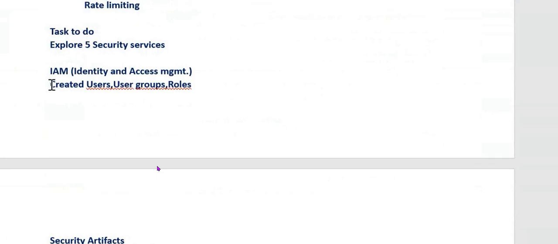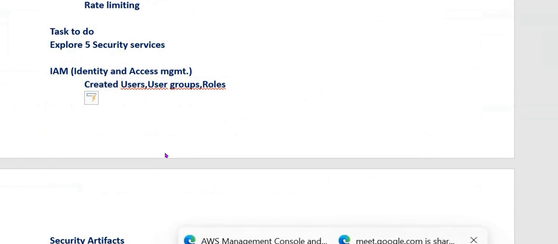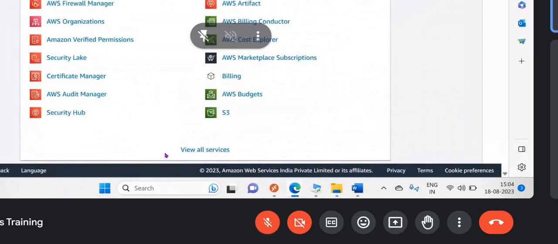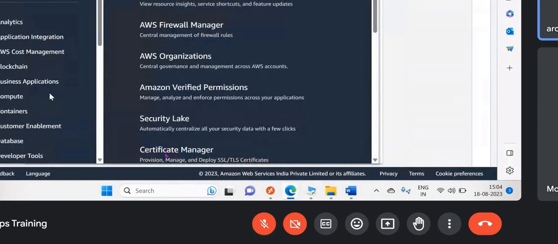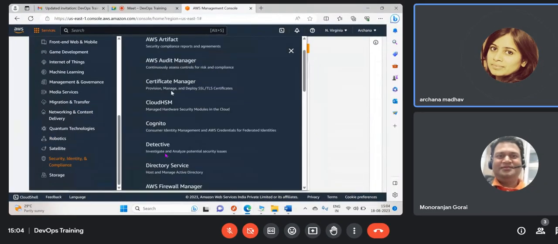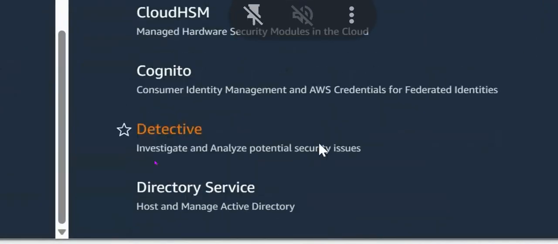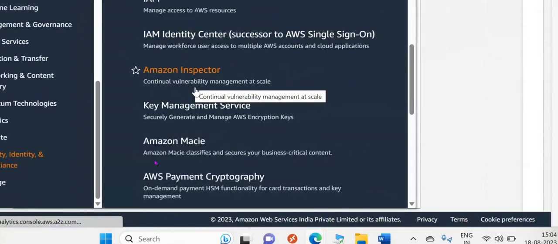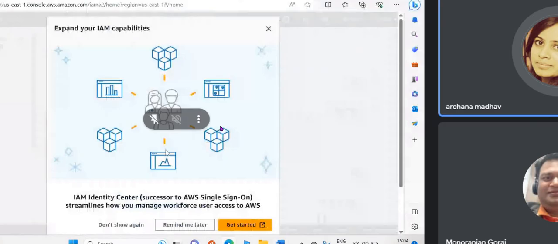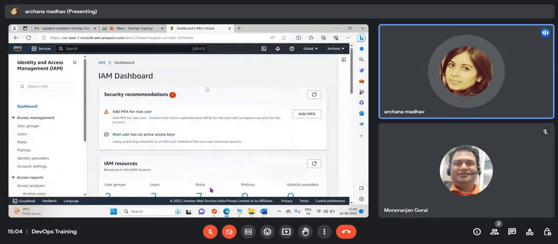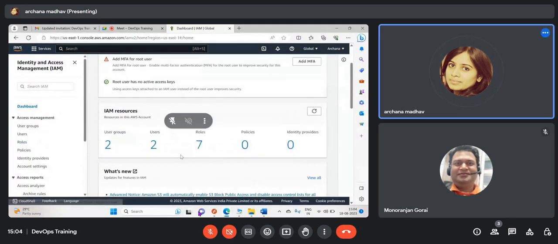Okay, so what I have done is I have created users, user groups, and roles under the IAM service, where we can create multiple users and group them, like a dev group or admin group. I have created a dev group and created a user under that, and I have provided the permissions to it. So those are the roles I have created, and I have added the users under those roles.